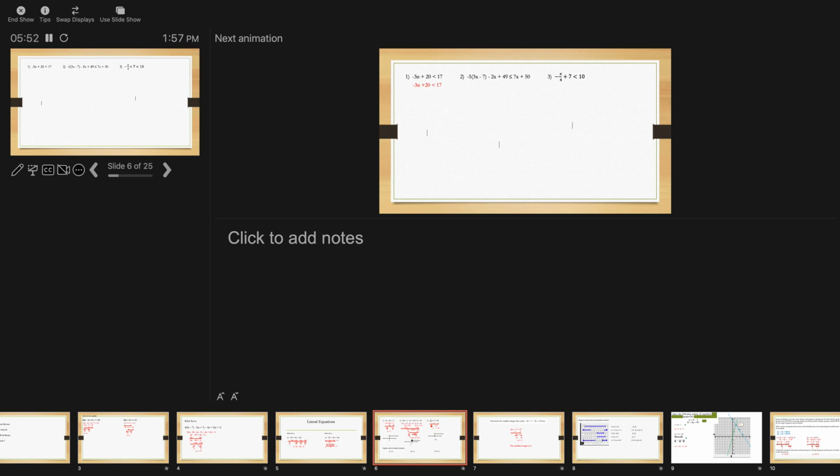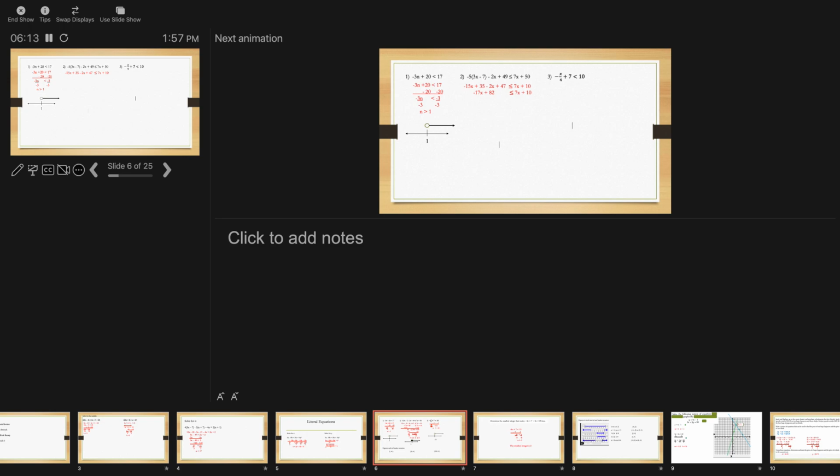Okay, so we are doing stop and start, so you should be done. If not, pause the video till you are. First one, subtract 20, divide by -3. Don't forget, when you multiply or divide by a negative, you got to switch the inequality. N is greater than 1. There's my graph. And I guess I'm going to do the notations at the end.